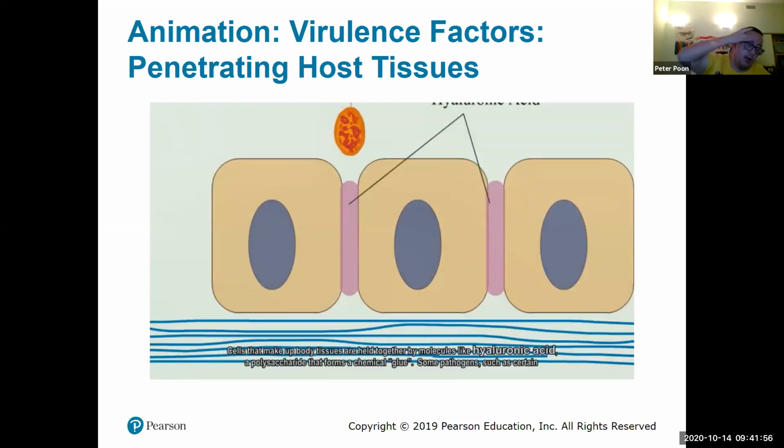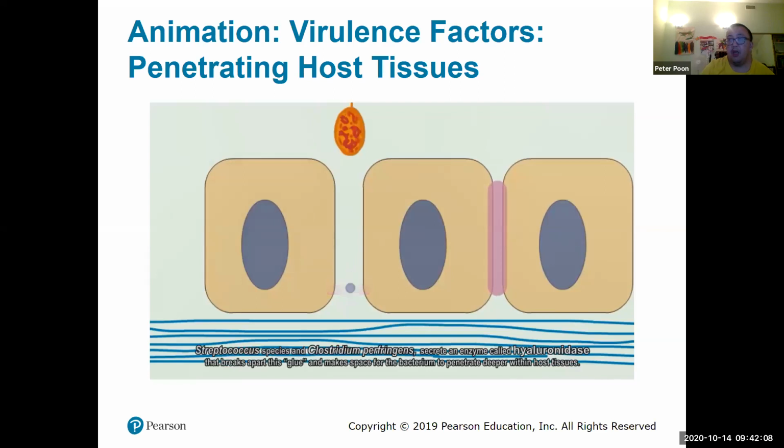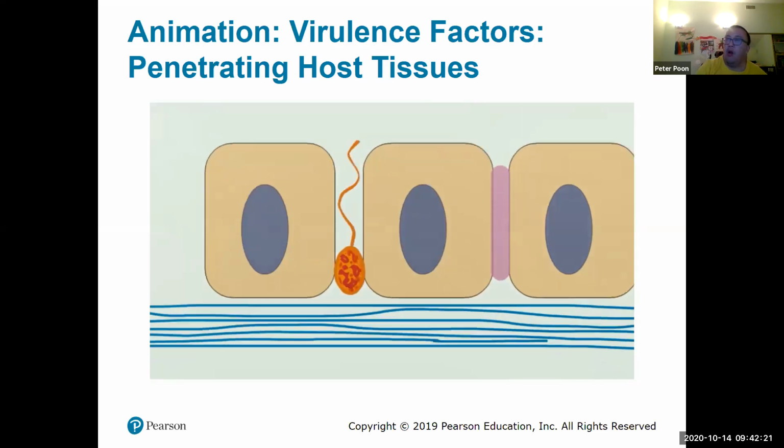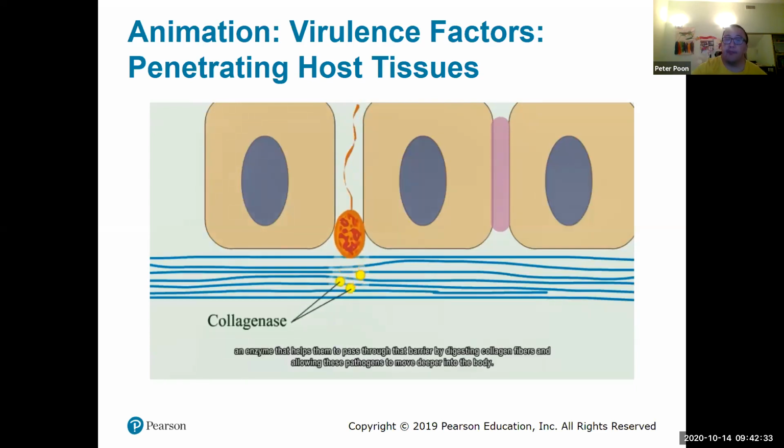Cells that make up body tissues are held together by molecules like hyaluronic acid, a polysaccharide that forms a chemical glue. Some pathogens, such as certain Streptococcus species and Clostridium perfringens, secrete an enzyme called hyaluronidase that breaks apart this glue and makes space for the bacterium to penetrate deeper within host tissues. Collagen fibers, found at the base of superficial tissues, are another barrier to pathogens. Pathogens like Streptococcus and Clostridium secrete collagenase, an enzyme that helps them to pass through the barrier by digesting collagen fibers and allowing these pathogens to move deeper into the body.